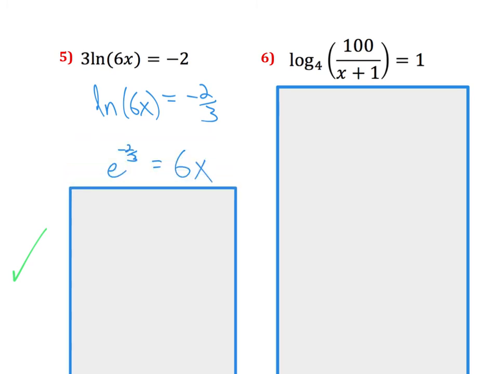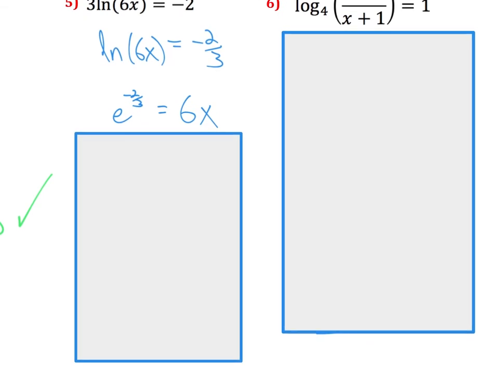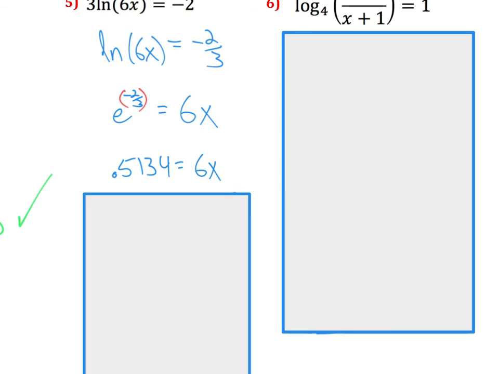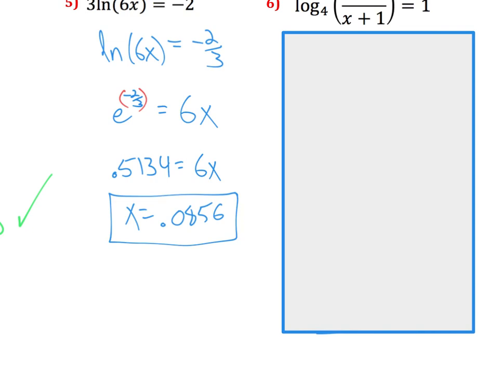So I have e to the negative 2/3 equals 6x. When you're throwing this in your calculator, make sure you use parentheses anytime you have funky exponents happening there. So left side straight to the calculator, you're going to get a nasty decimal. Typically, if you round to 3, 4, or 5 decimal places, you should be safe. Well, let's solve for x now. Let's just divide out the 6 and we'll get our answer.